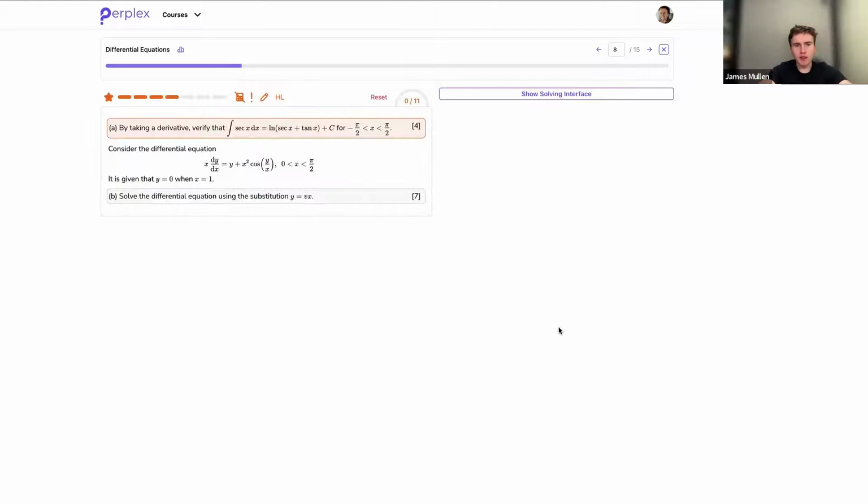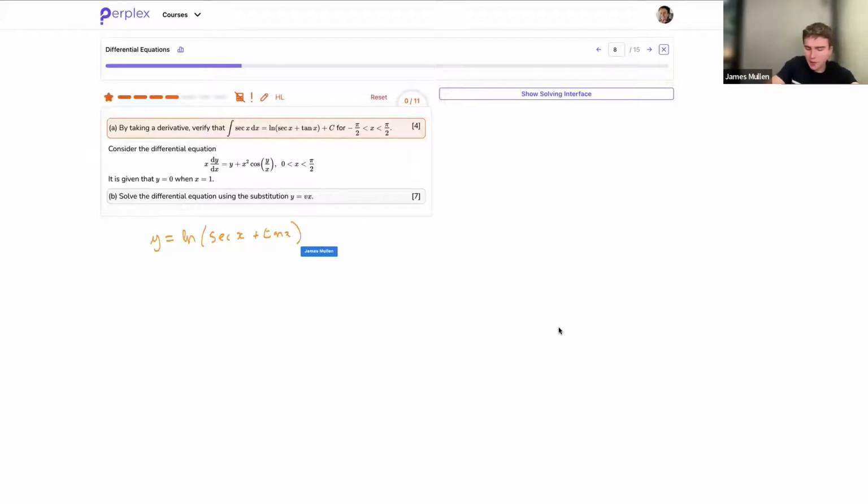So in part A of this problem, we're trying to verify by taking a derivative that the integral of secant of x dx is equal to ln of secant of x plus tan of x plus c. It says verify by taking a derivative, which means I don't actually have to integrate. What I have to do is take the derivative of the right-hand side and make sure that it gives me secant of x, because if I were to take the derivative of both sides here, the derivative should cancel with the integral. So we're going to let y be equal to ln of secant of x plus tan of x.